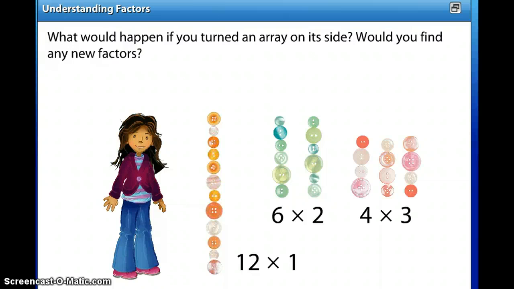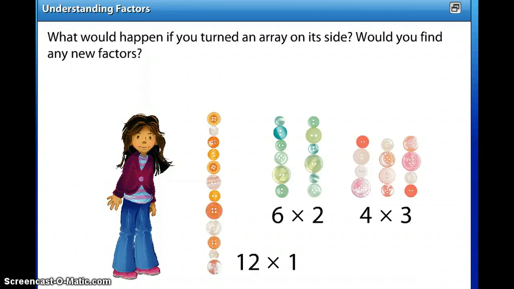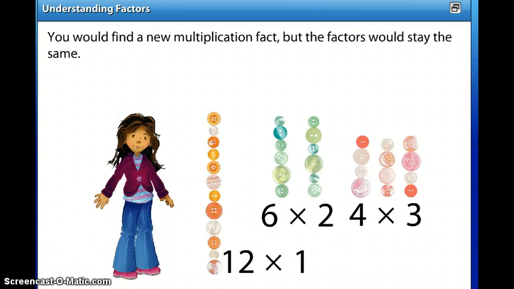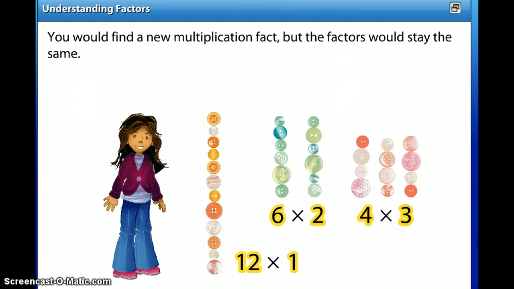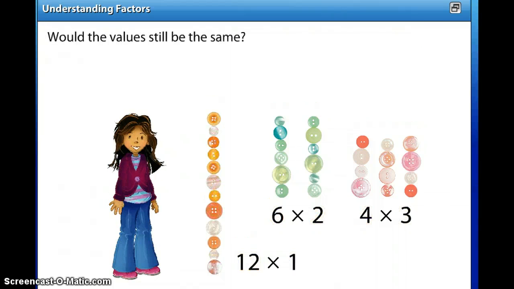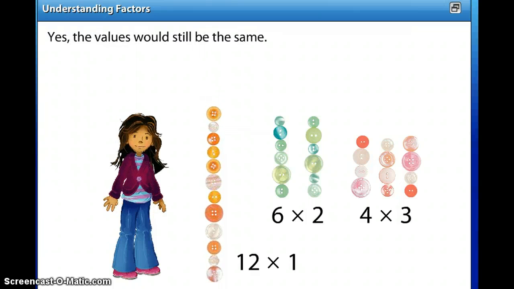What would happen if you turned an array on its side? Would you find any new factors? No, they just stay the same. You would find a new multiplication fact, but the factors would stay the same. Would the values still be the same? Yes, the values would still be the same.